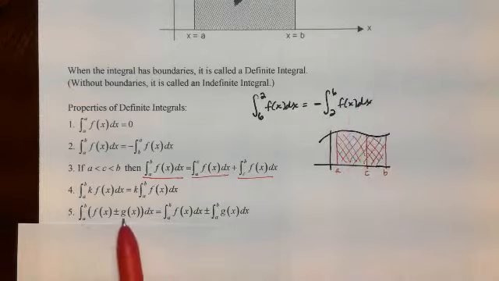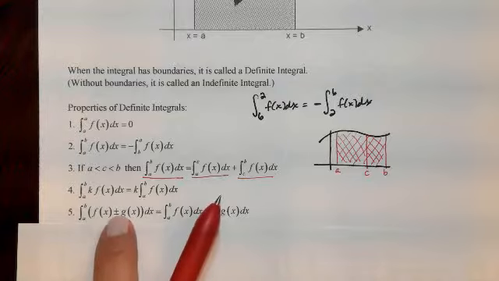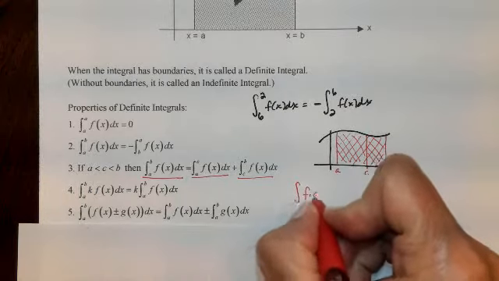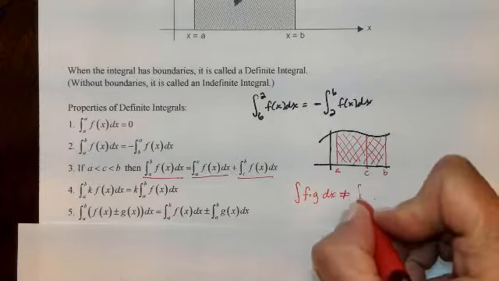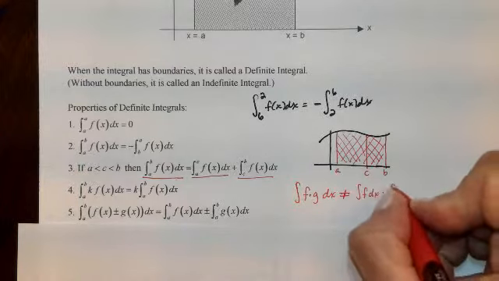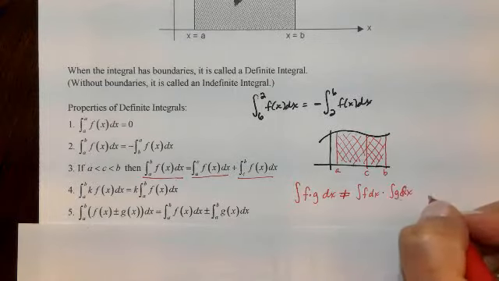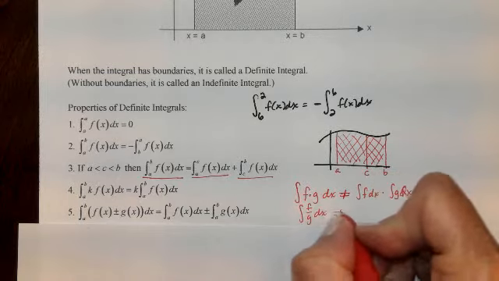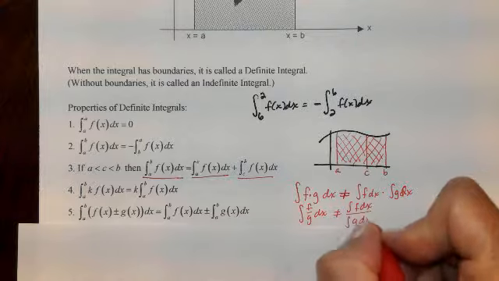Now, what is not true, what kids want to be true, but it's not true, is this: if this is a product or a quotient, the integral of a product is not equal to the product of the integrals. Same thing with a quotient. That is not equal to the quotient of the integrals.